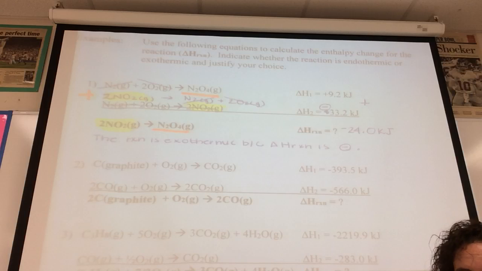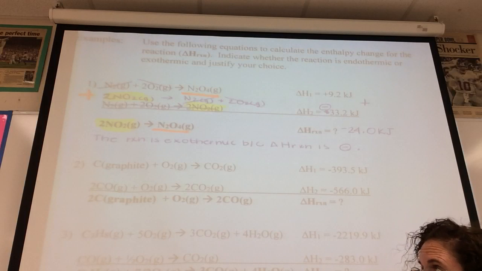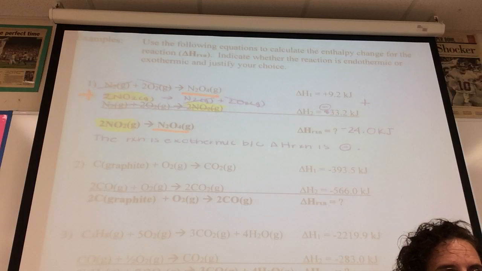So hopefully the approach is clear. First reactant, find it. Does it match? If not, what do you need to do? We're going to work through a whole bunch together. And this, which really looks hard at the beginning, usually the kids like because it's very puzzle-like.